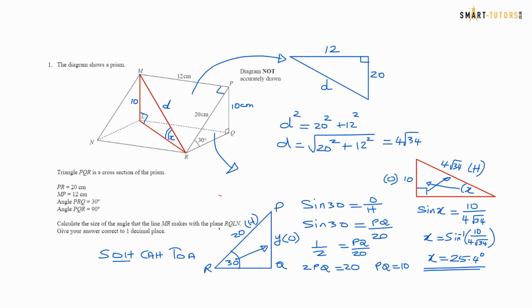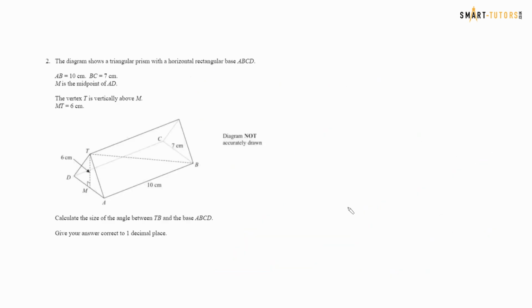Question number 2. The diagram shows a triangular prism with a horizontal rectangular base ABCD. AB is given 10, BC is 7 cm, and M is the midpoint. So M is the midpoint, which means this is 3.5, this is 3.5, that is the information, mark here 7. The vertex T is vertically above the M, that is correct.